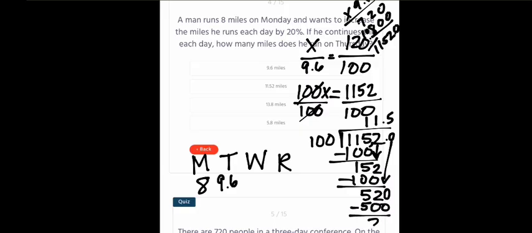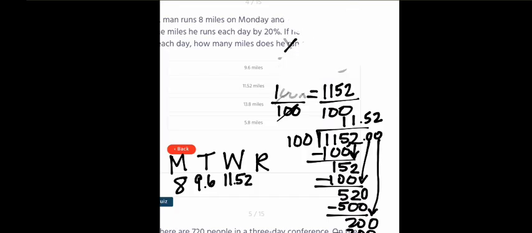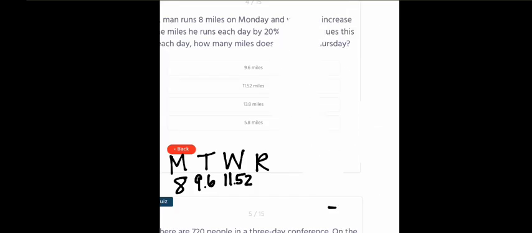That's 500. I get 20. I don't have enough space, so let me just do that real quick. I have a number left over, so I have to put another 0, bring it down. 100 goes into 200 2 times. Times 2 is 200. No more numbers left over. No more numbers to bring down. I'm done. So Wednesday, he runs 11.52. Now, it's asking us for Thursday, so we got to do this one more time. I know this is a long question, but it's making us really good at percentages, so we're going to do it.